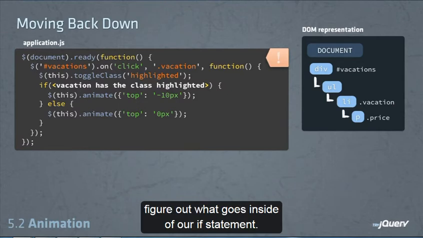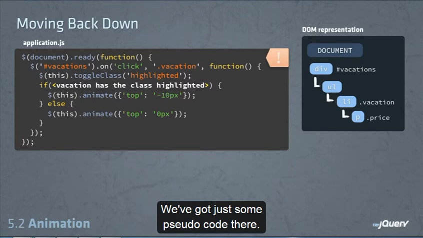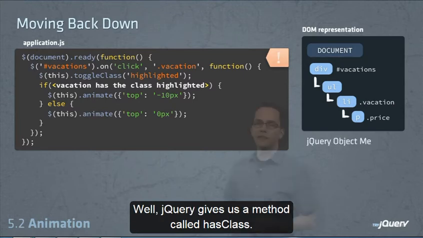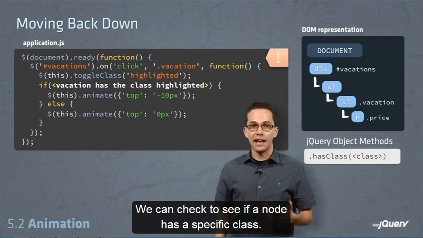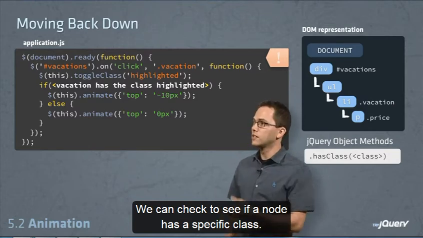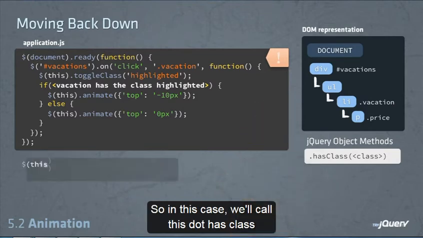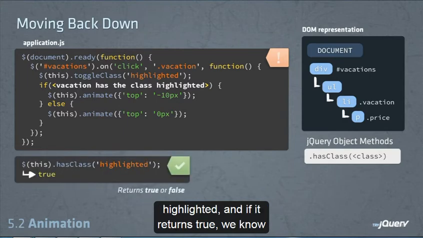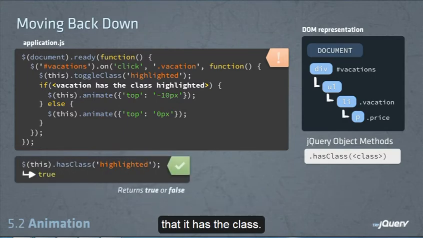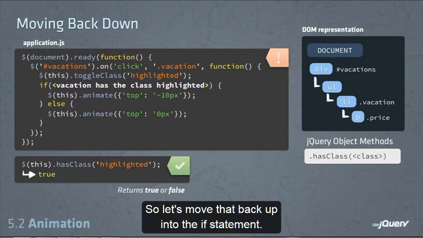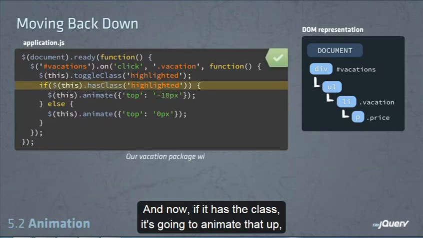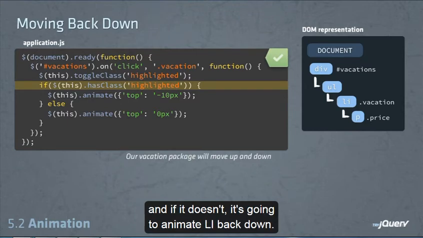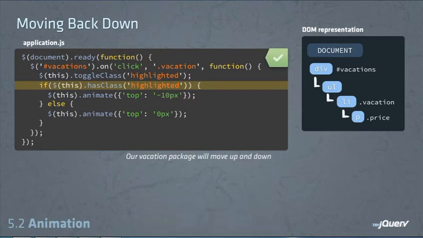But we still need to figure out what goes inside of our if statement. We've got just some pseudocode there. Well, jQuery gives us a method called hasClass. We can check to see if a node has a specific class. So in this case, we'll call this.hasClass highlighted, and if it returns true, we know that it has the class. So let's move that back up into the if statement. And now if it has the class, it's going to animate that up, and if it doesn't, it's going to animate the li back down.